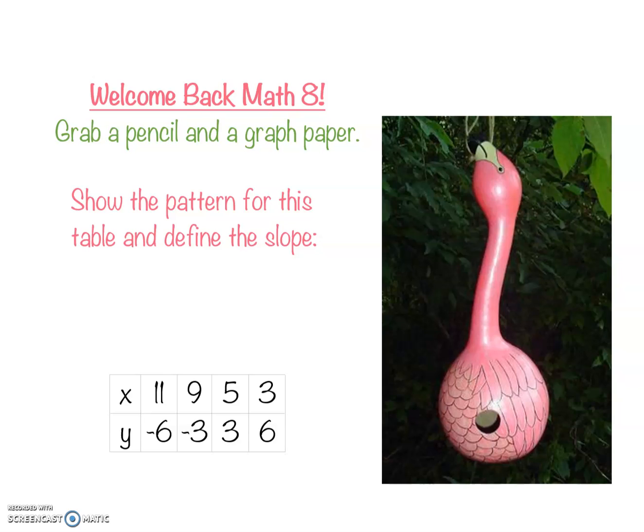Okay, so let's just jump right in here. We have 11 going to 9. Remember when we are counting down, so when our numbers are getting smaller, we're going to say we're subtracting a number. So how much is it from 11 to 9? Minus 2. And then from 9 to 5 is how much? Minus 4. And then from 5 to 3 is another minus 2.